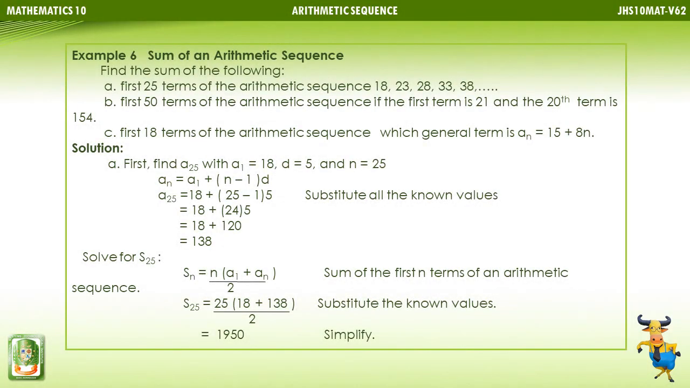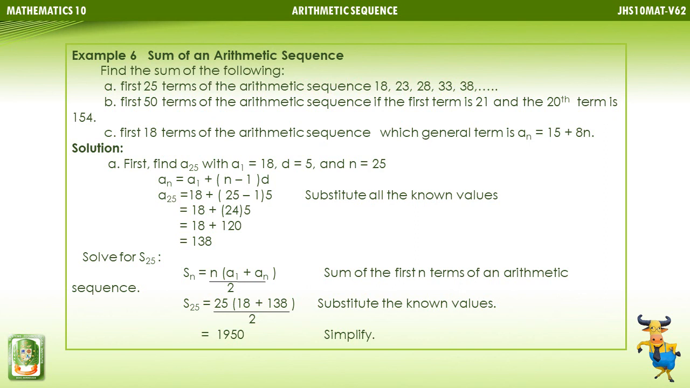Example 6. Sum of an arithmetic sequence. Find the sum of the following. A. First 25 terms of the arithmetic sequence 18, 23, 28, 33, 38. B. First 50 terms of the arithmetic sequence if the first term is 21 and the 20th term is 154. C. First 18 terms of the arithmetic sequence whose general term is A sub n equals 15 plus 8n.